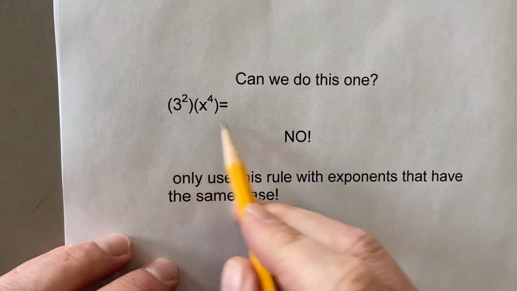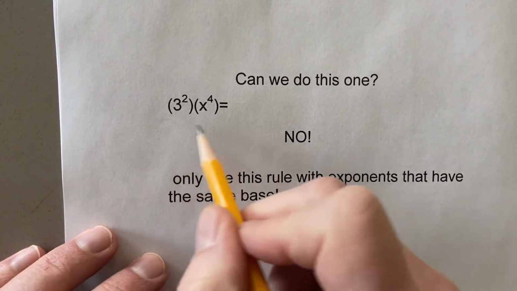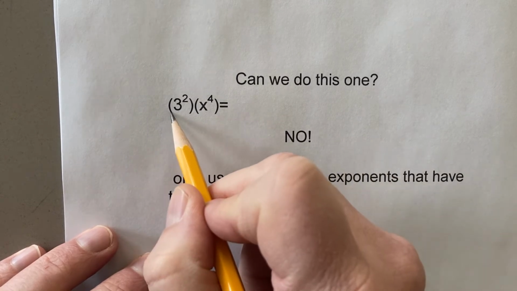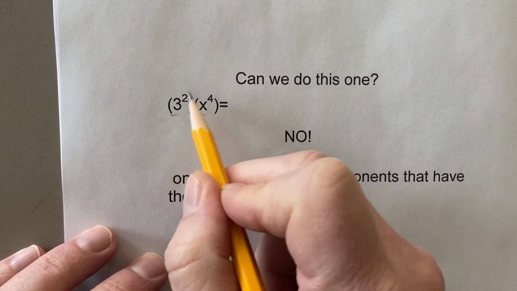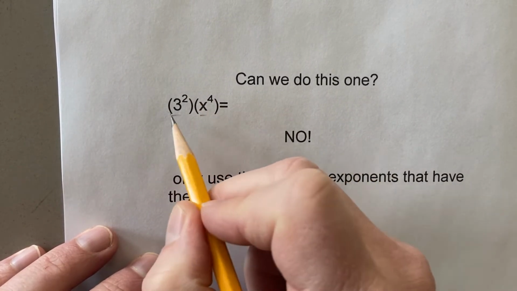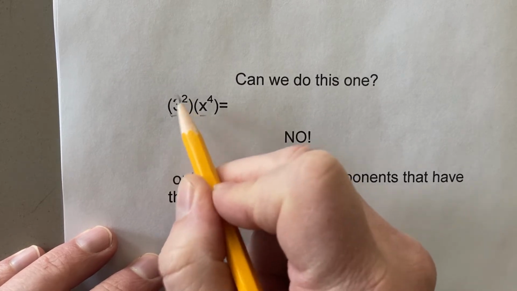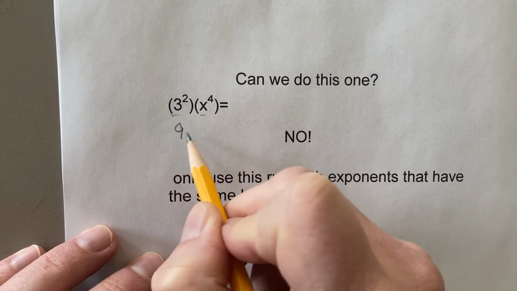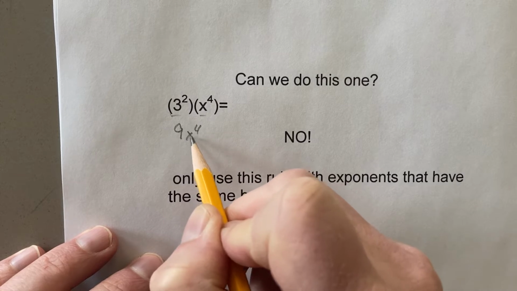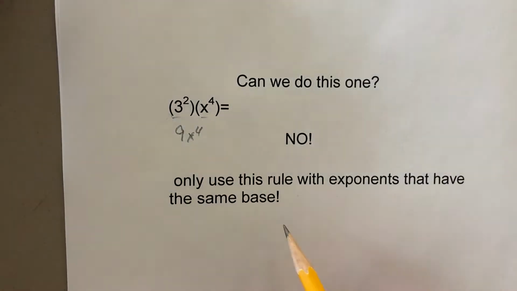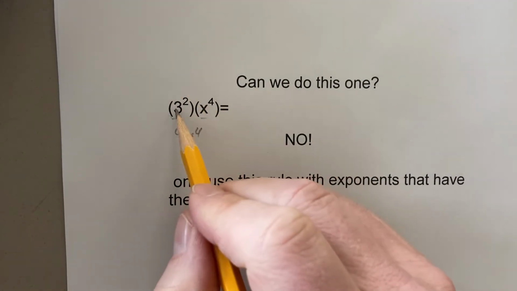Now, could I do something like this? The answer is no. I can't. If they're not the same base, I can't add these exponents. I can only do x's with x's or numbers with numbers. I could, if I wanted to, go 3 squared. 3 times 3 is 9, and write that as 9x to the 4th, but that's as far as you can go. You can only do this rule if those bases are the same, all right?